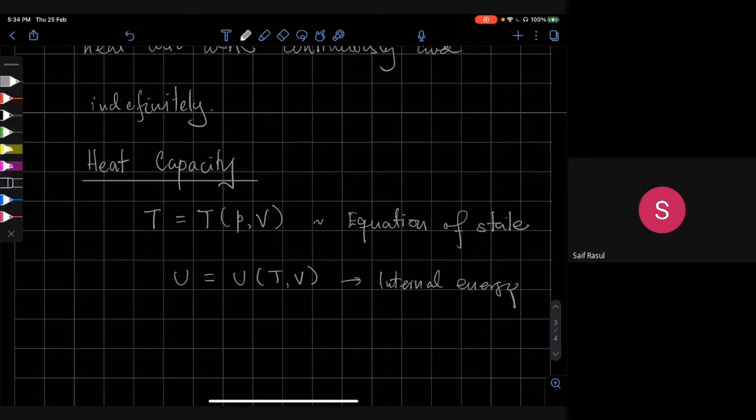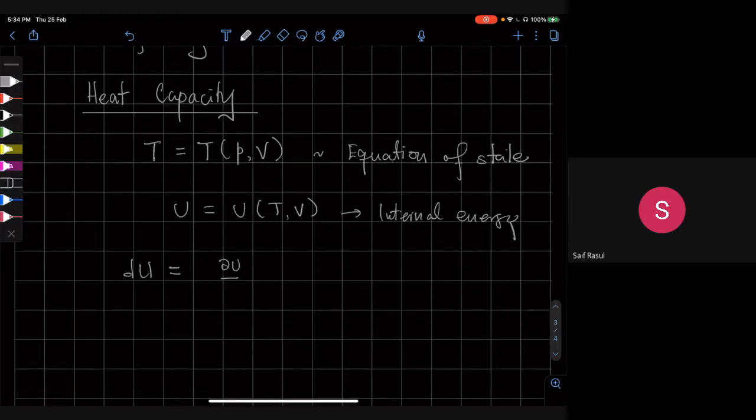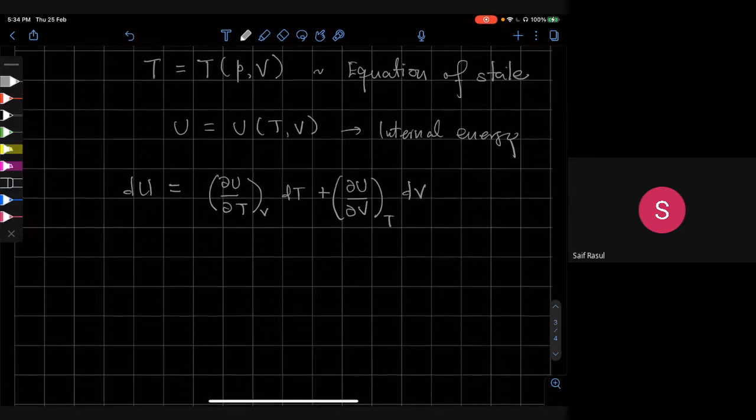Now, if I take a differential of U, multivariate calculus tells me that dU = (∂U/∂T) at constant V dT plus (∂U/∂V) at constant T dV. If you think about it a little bit, this is actually nothing but the gradient operator.